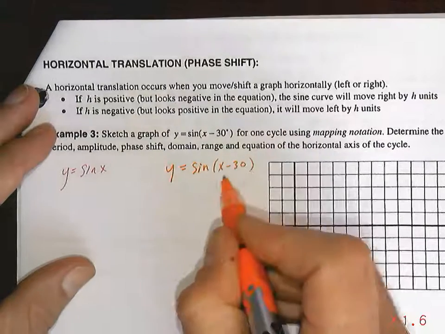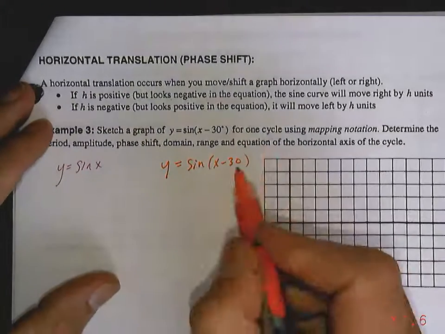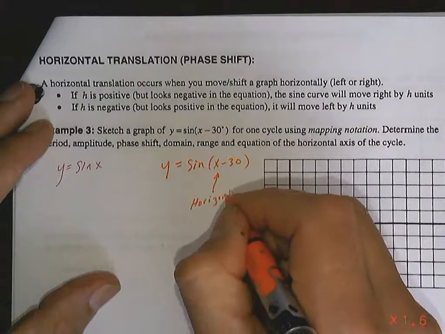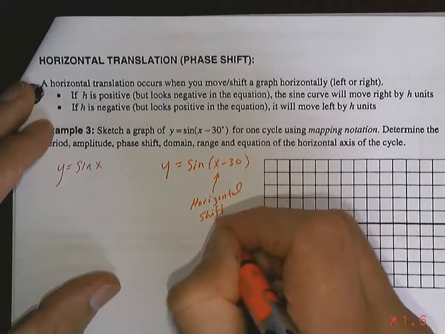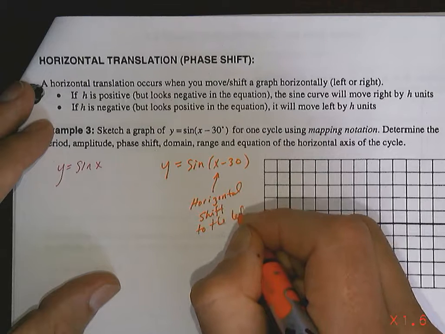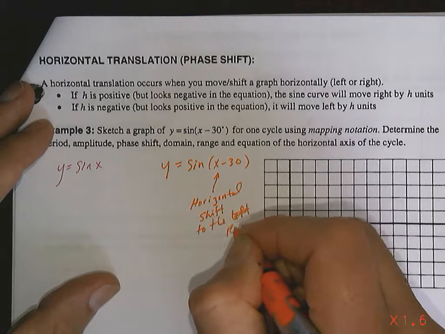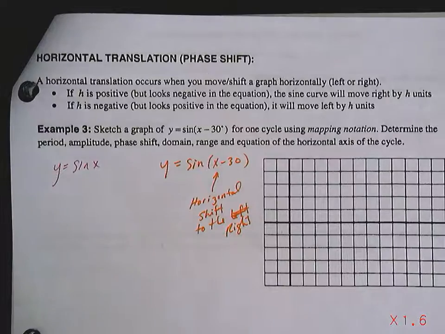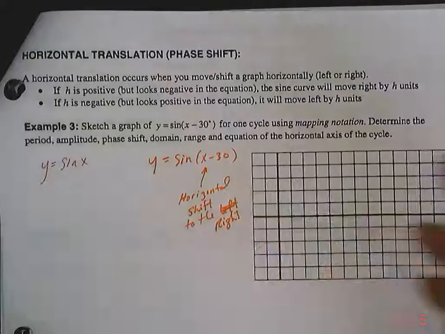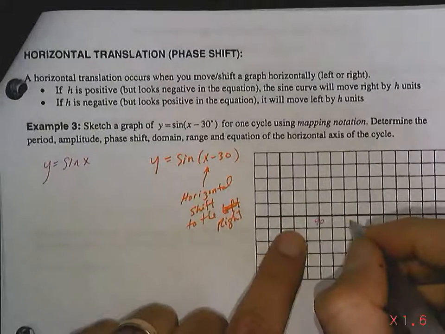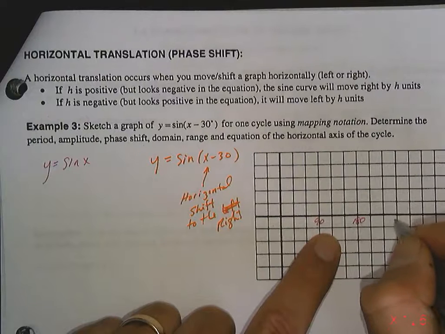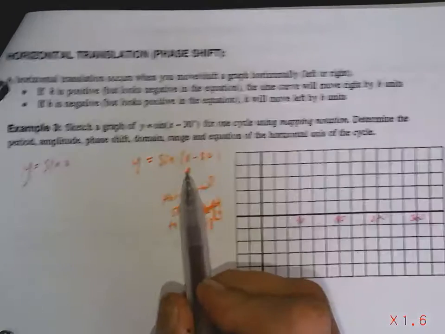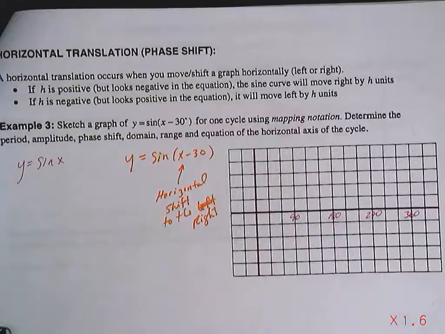Now, this is what I call inside the function. So it's inside the argument of sine. So this is actually a horizontal shift to the left. No, to the right. So it's a horizontal shift to the right. So if I start off with this curve, I'm going to mark 90, 180, 270, 360. And I think to myself, eventually I'm going to have to shift this to the right 30 degrees.